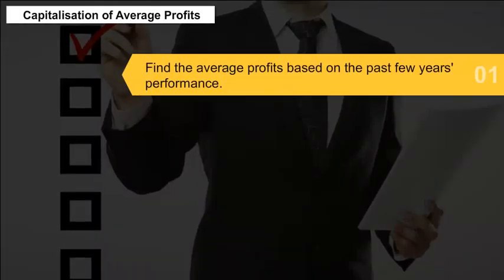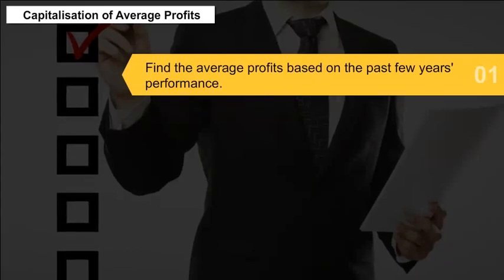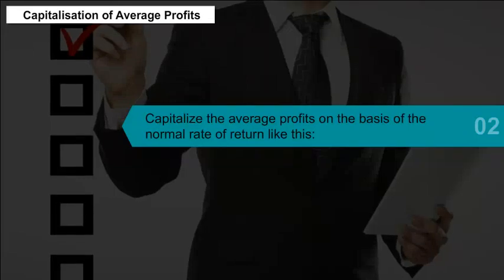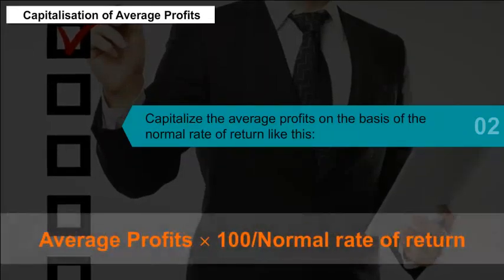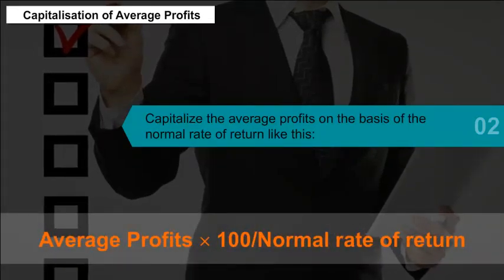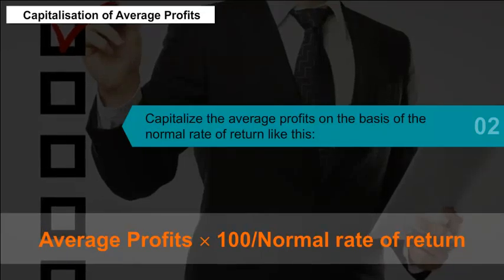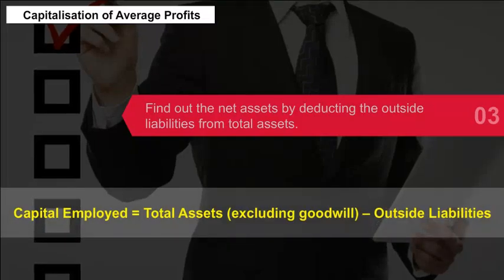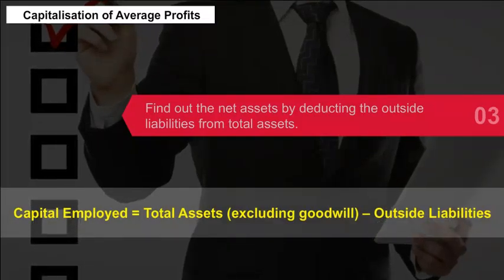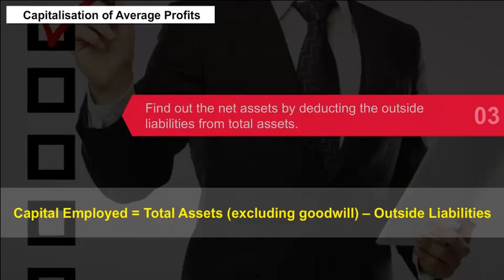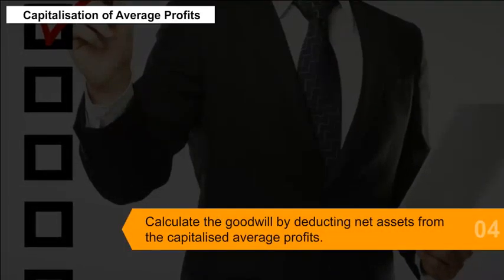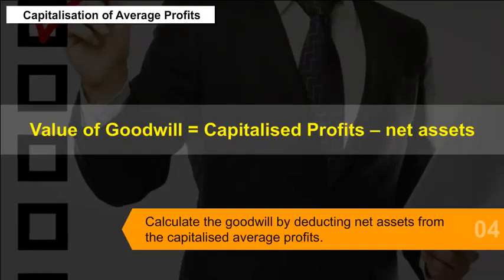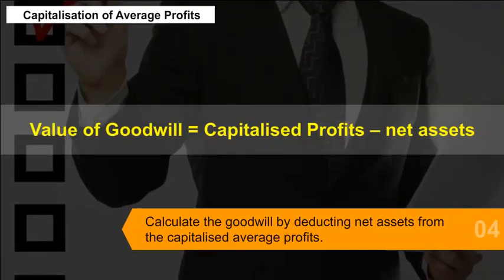1. Find the average profits based on the past few years' performance. 2. Capitalize the average profits on the basis of the normal rate of return, like this. 3. Find out the net assets by deducting the outside liabilities from total assets. 4. Calculate the goodwill by deducting net assets from the capitalized average profits.